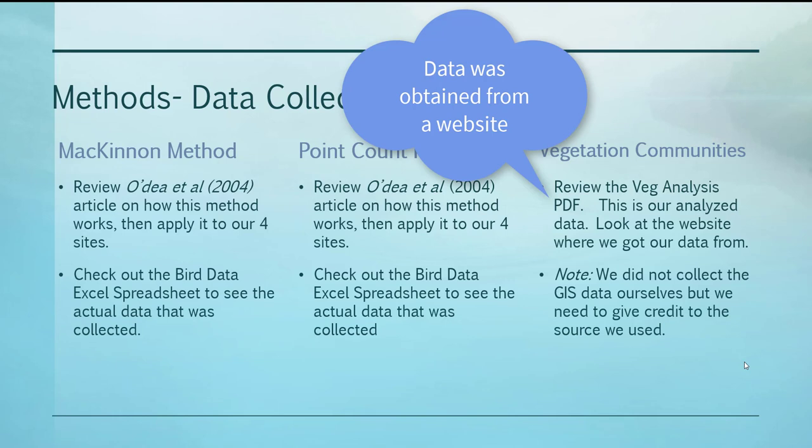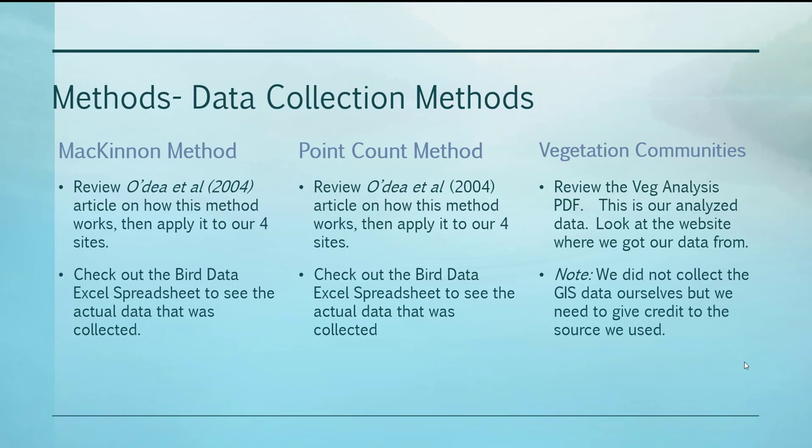Instead, we relied on a website. And so when you're writing your data collection methods, even though we didn't collect the data, you need to identify where we got that data from. So take a look at the veg analysis PDF, and in there it gives you the link to the actual website of where we got the data from. So that's something that you'll reference.